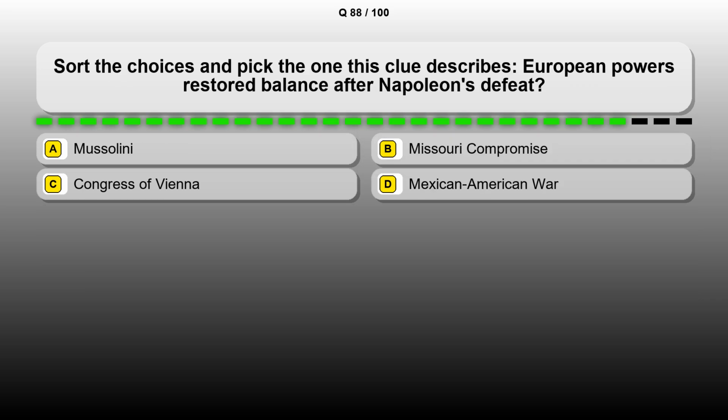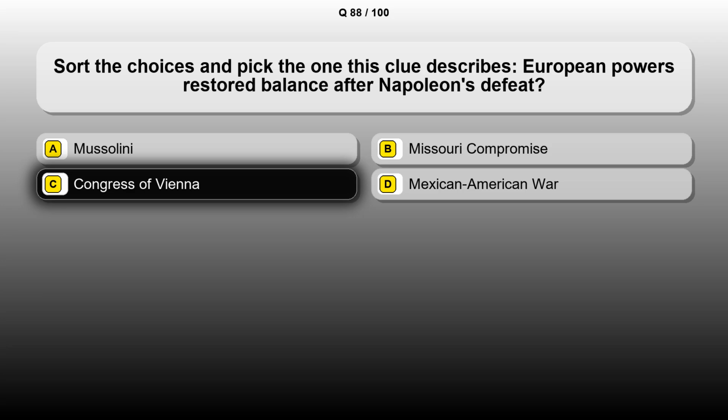Question 88. Sort the choices and pick the one. This clue describes European powers restoring balance after Napoleon's defeat. Option A, Mussolini. Option B, Missouri Compromise. Option C, Congress of Vienna. Option D, Mexican-American War.